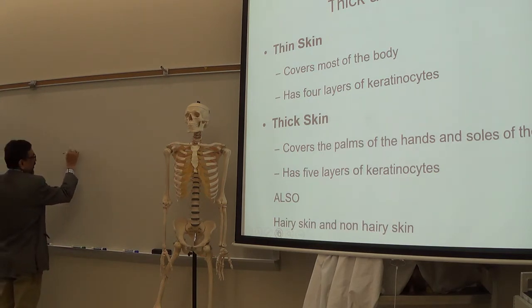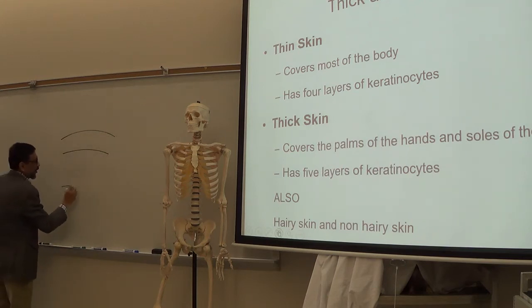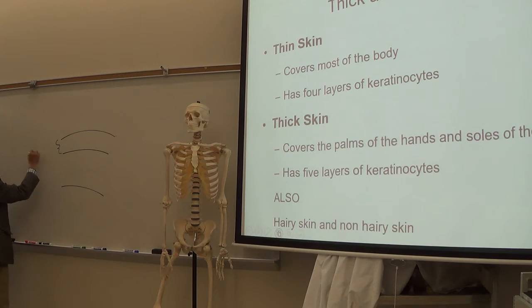Both thin and thick skin have two layers. Outer layer is called the epidermis. So these are the layers of the skin, okay? Outer layer is the epidermis, which is actually 20% thickness of the skin. It gives 20% thickness of the skin. And inner layer is the dermis, which gives about 80% thickness of the skin.